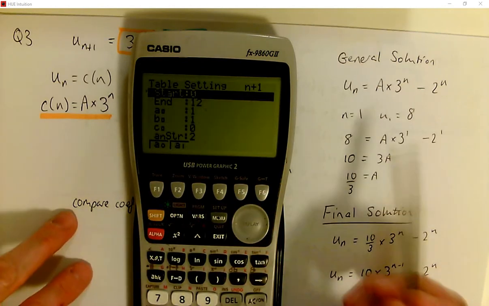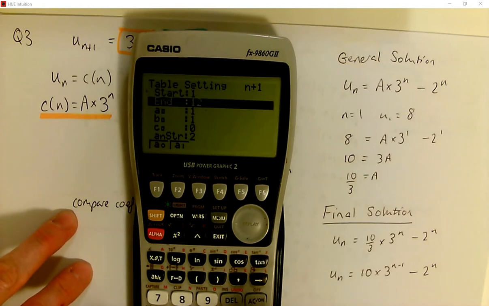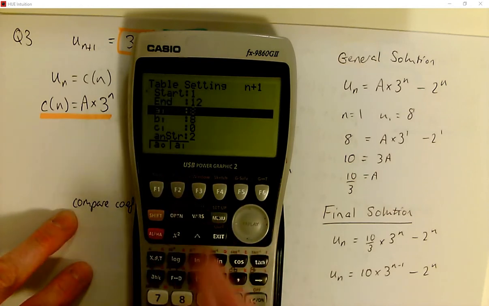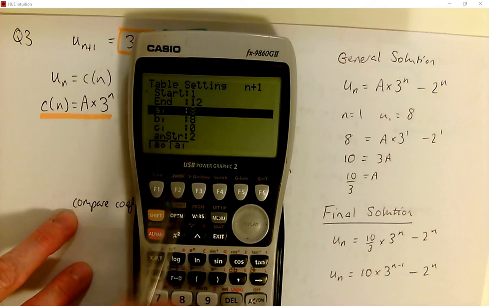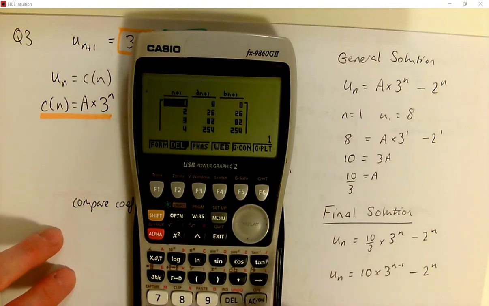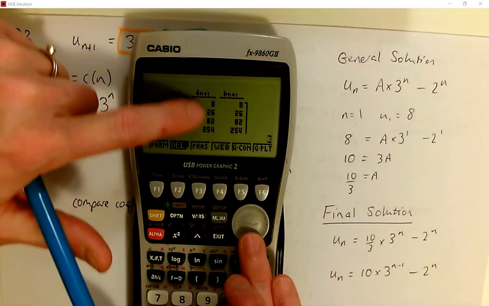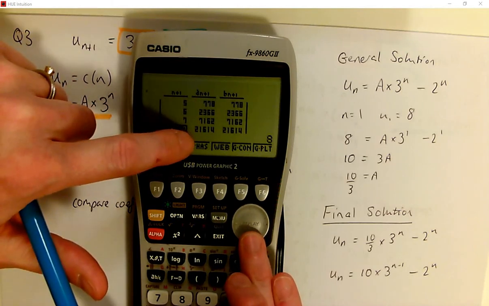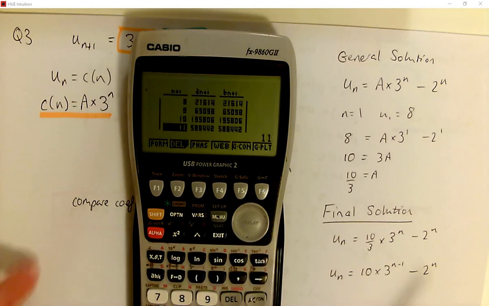We're starting our counter this time at 1, and our first term is going to be 8. Right, so let's check. That's it. So the sequence from the recurrence relation in the question matches the sequence for the closed form in our solution.